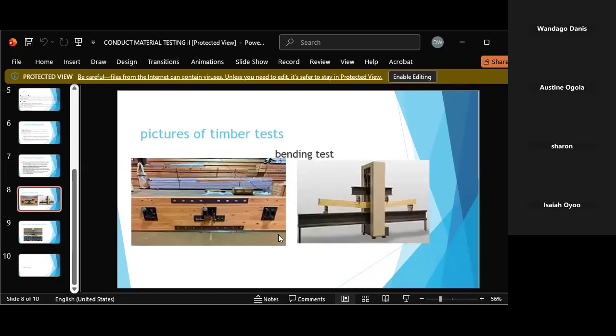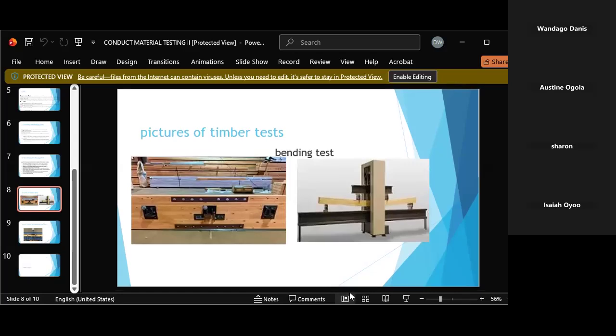Okay, class. I want to leave you with an assignment for today. You will go and visit the forest, take pictures of different types of timber, then come and test them in various climates. Okay?